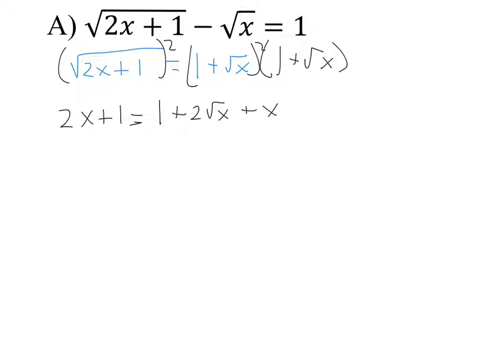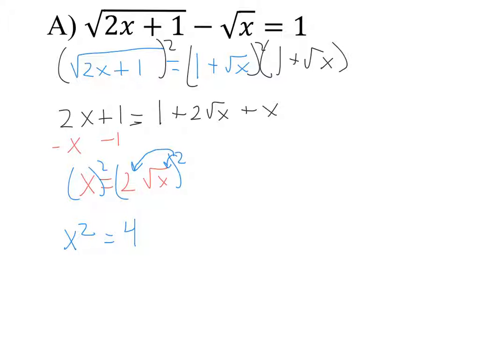So now, same thing, you want to move everything over besides your square root. So just like you did up here, you moved everything over beside the square root. Same thing here. So I'm going to subtract my 1. I'm going to subtract an x. So you're going to have x is equal to 2 square root x. You want to square both sides, so this becomes x squared. Now this is where you have to be careful. The square has to go to both the 2 and the square root x, leaving you with 2 squared is 4, square root x squared is x.